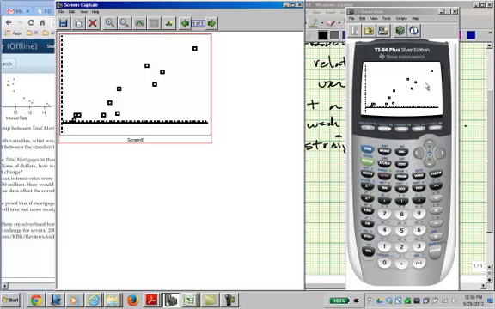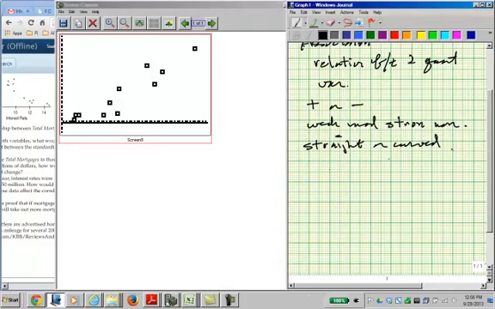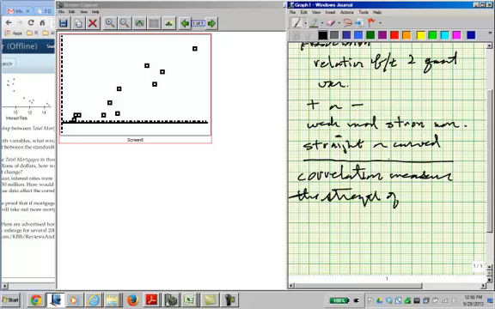All right, so we've described the association. Now, I've mentioned correlation. Let's talk about correlation for a minute. What is correlation? Correlation measures the strength of a linear association. This correlation measures the strength of a linear association. Now, this is in the book.